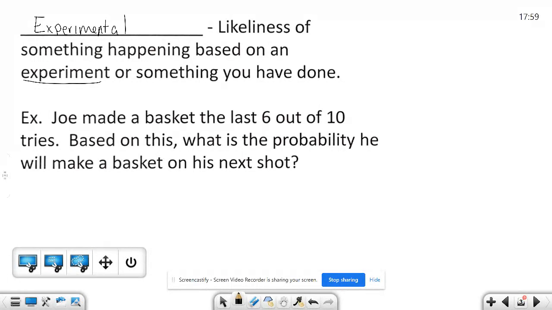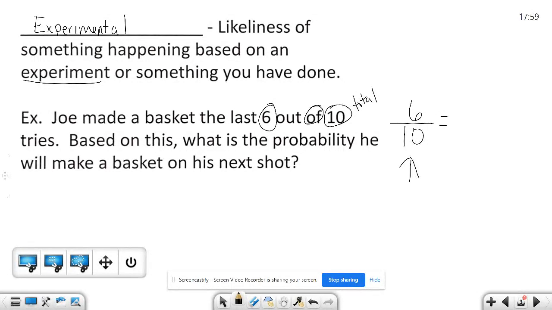So an example of that is this: Joe made a basket the last 6 out of 10 tries. Based on this, what is the probability that he will make a basket on his next shot? So he made 10 shots. That was his total. And if you remember from when we were doing "is over of" and things like that, the "of," that's your whole. So he made 6 baskets. So the probability of making the next basket on the next shot is 6 out of 10.